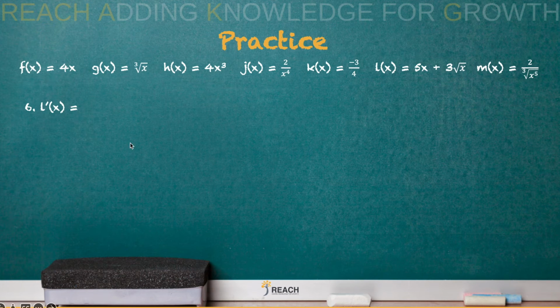L prime of x means find the derivative of the L function with respect to x. Right now, this is 2 parts. So you're just going to take the derivative of the 5x part and then take the derivative of the 3 times the square root of x. However, when it's a radical, it's recommended you change it to a rational exponent. So let's do that. All right, so you should get 3x to the 1/2. I just brought the 5x down.